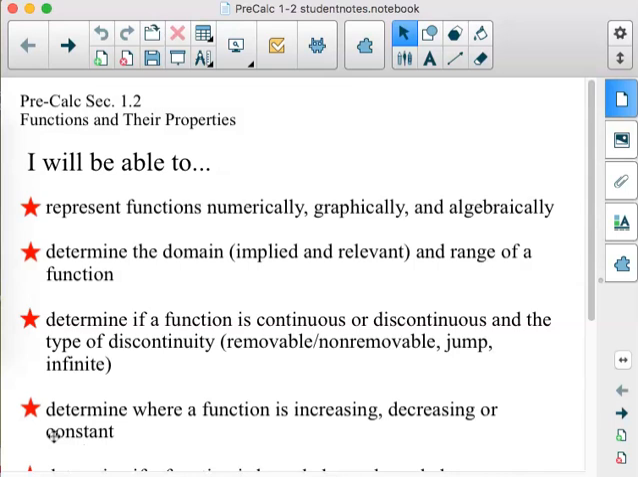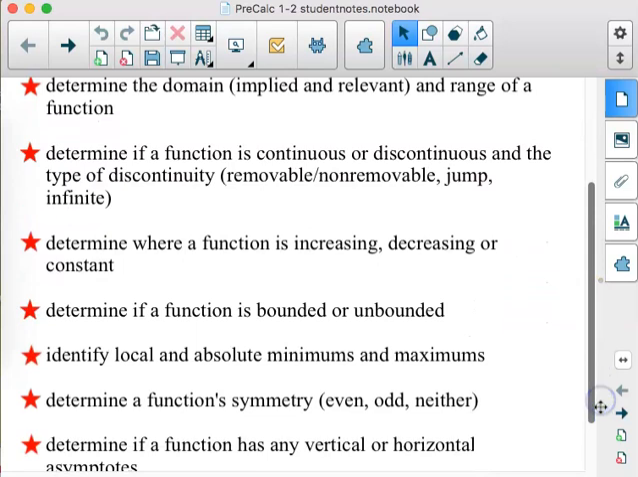So obviously we have a lot of objectives in this section. And some of them, as we go through, you're going to say, yep, I remember talking about that before. Others are going to seem like brand new concepts. You know, in chapter 1 is where we do start to see some new material. So we will be able to represent those functions numerically, graphically, and algebraically, determine the domain, both implied and relevant, and the range of a function, determine if a function is continuous or discontinuous, the type of discontinuity. You probably talked about holes for a little bit last year.